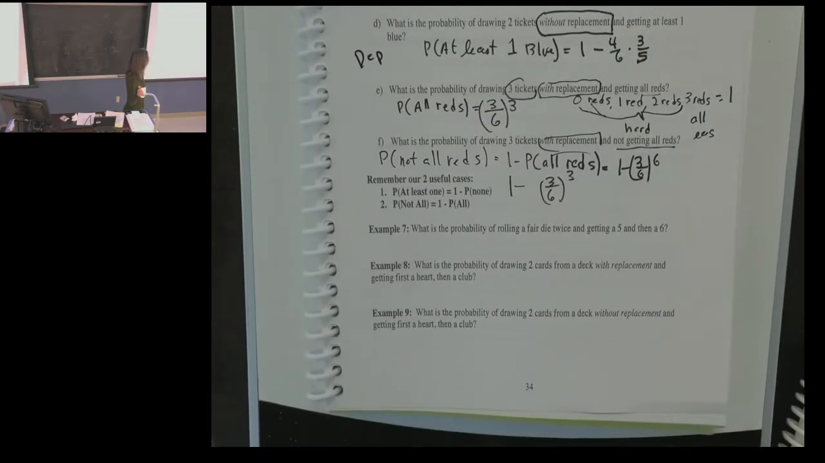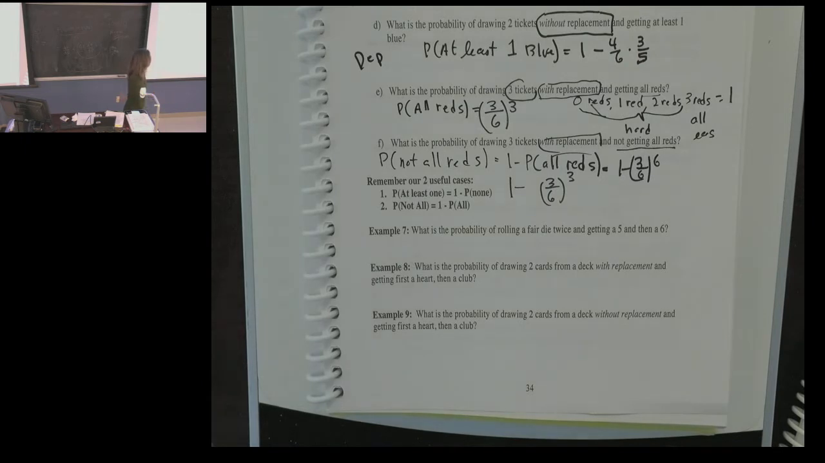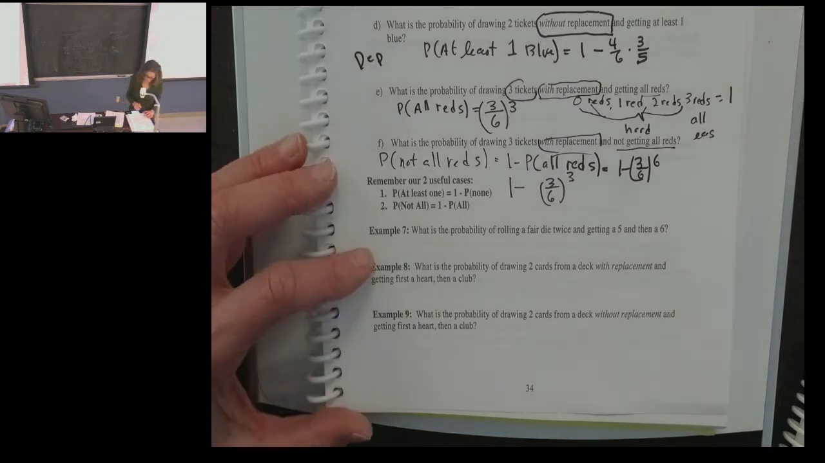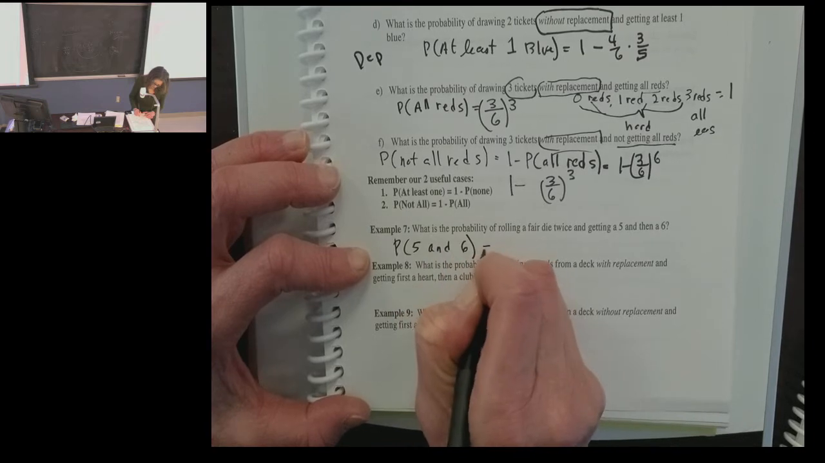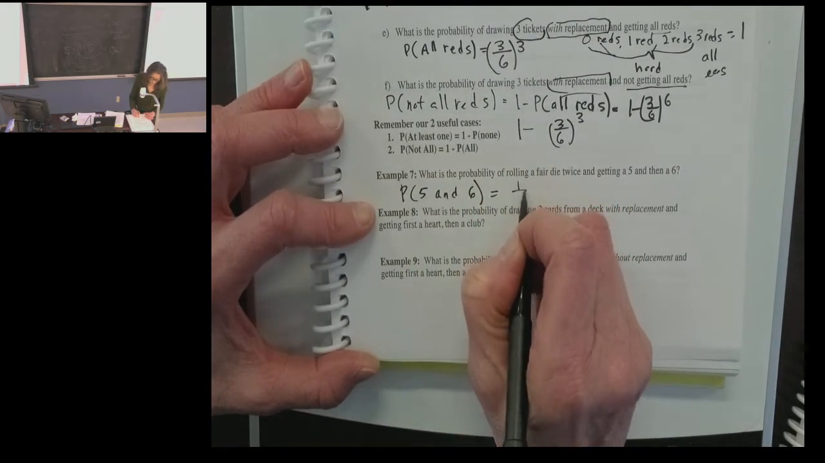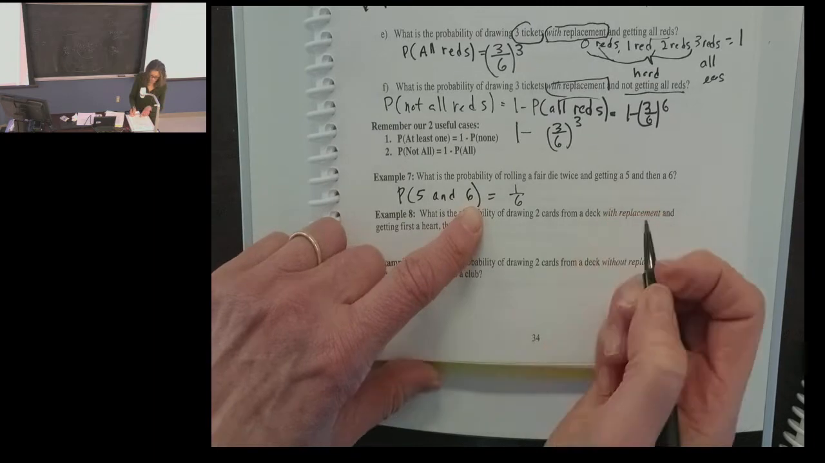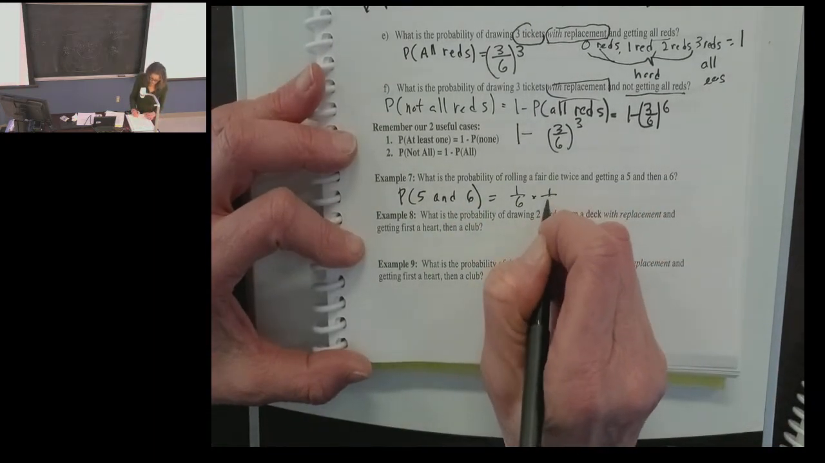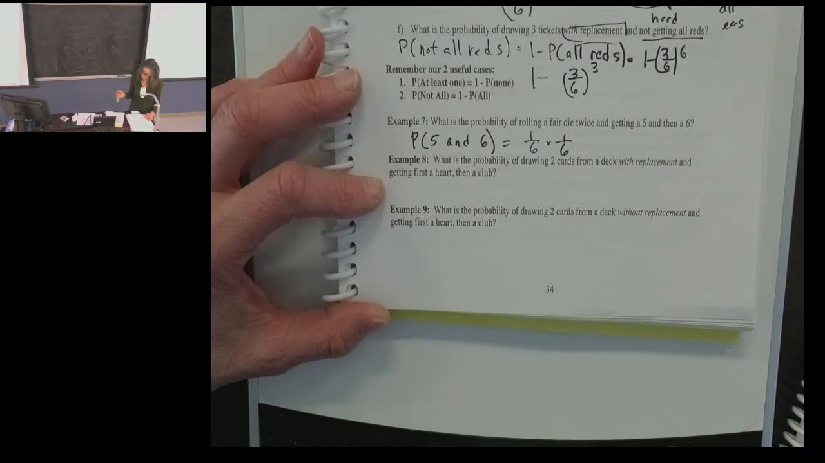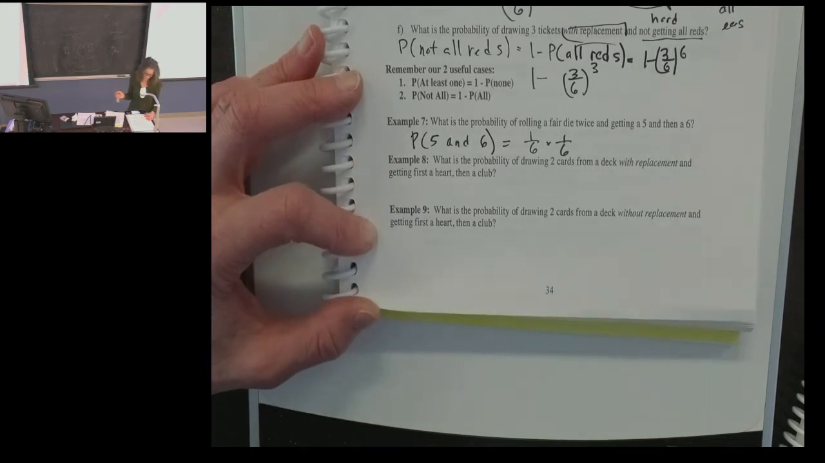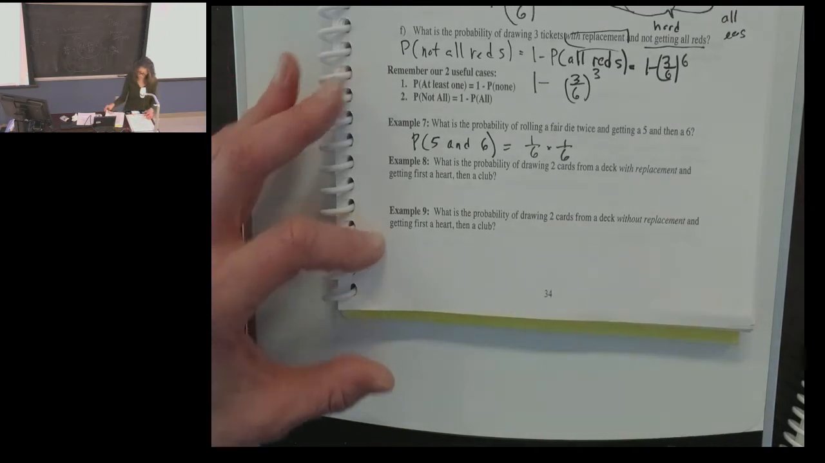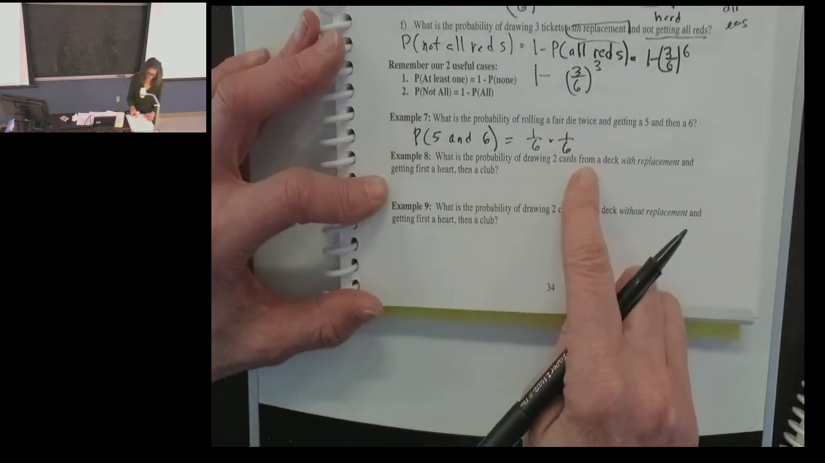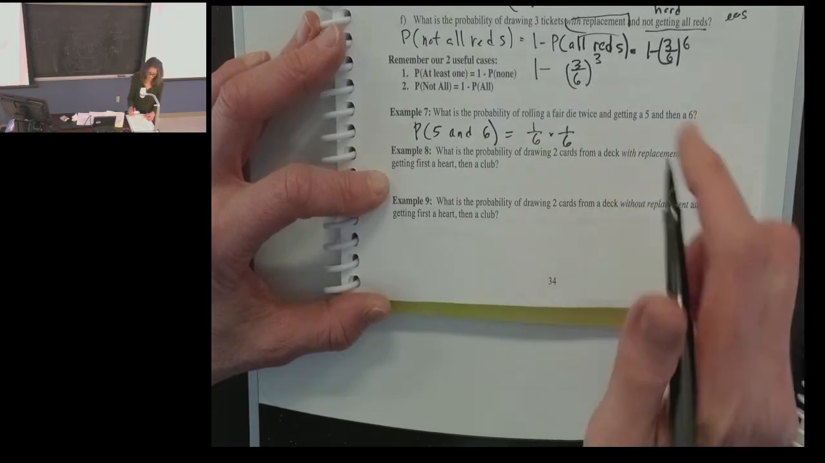Okay, now what's the probability of rolling a fair die twice and getting a 5 and then a 6? So we want the probability of a 5 and a 6. This one's pretty easy. What is it? 1/6. You want both to happen, and they're independent, so multiply, times 1/6. So I think these are pretty easy. You can probably do all these yourself. Do you want me to do it with you?